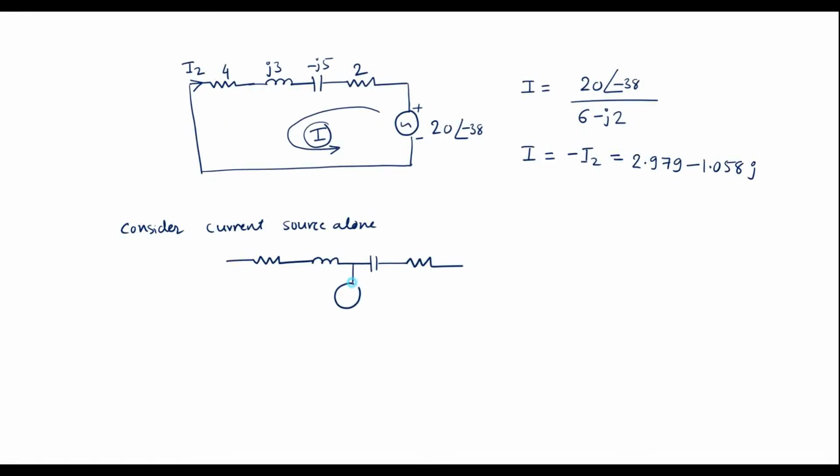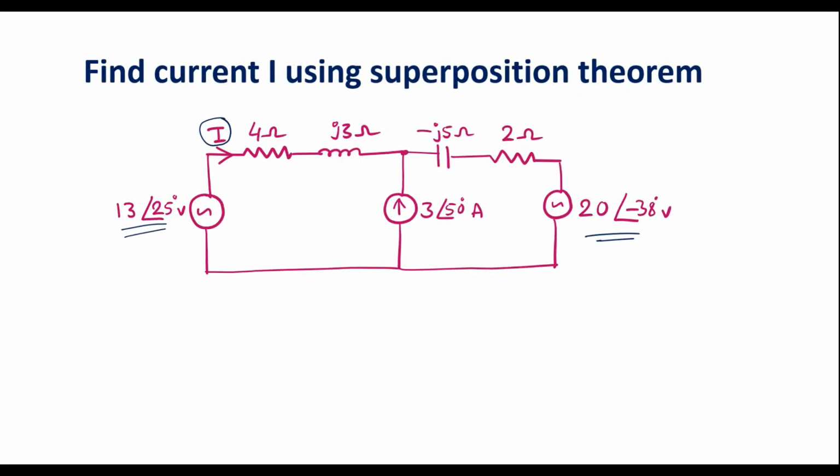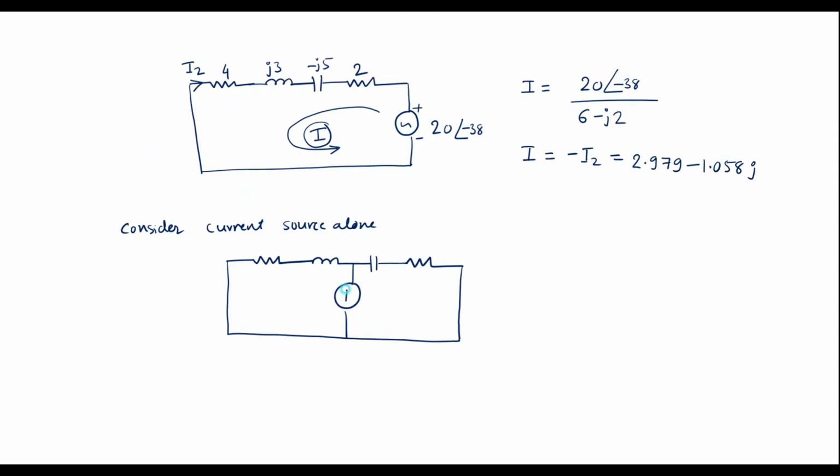So here we have the current source. Here the voltage source is shorted, and here the voltage source is shorted. The magnitude of current is 3 angle 50, and the direction is like this. Here the value is 4 plus J3, here we have minus J5, and it is 2. Let me assume the current through this one is I3.